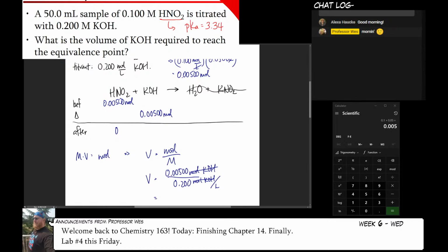So how many liters is that? It's probably like 10 milliliters, right? Or 0.05. I don't want to do that math in my head. What am I doing? Divided by 0.2. 25 milliliters. Let's write it as liters first.